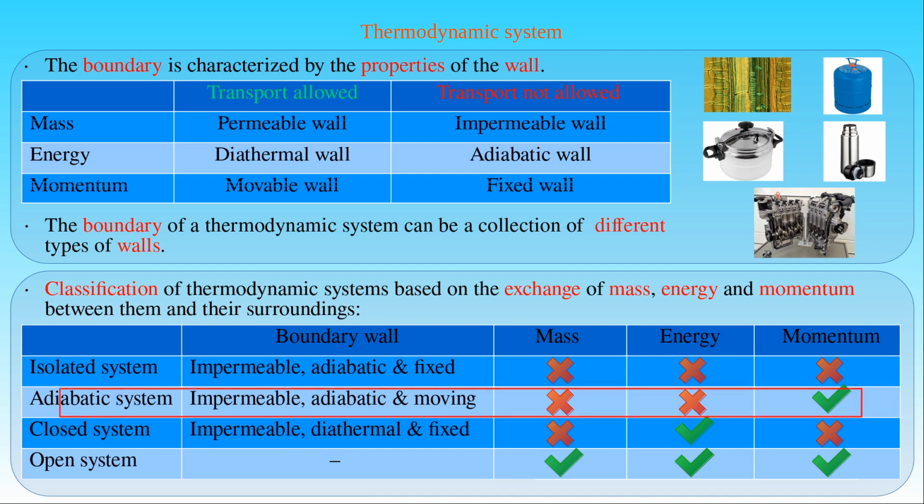The third type of thermodynamic system is the closed system, which is separated by an impermeable, diathermal, and fixed wall from its surroundings. An energy transfer in the form of heat exchange is possible between a closed system and its environment, but any transport of mass and momentum is prevented by the boundary.